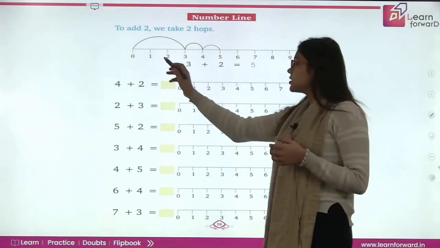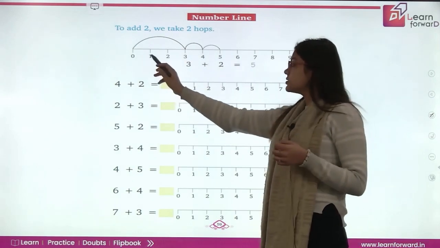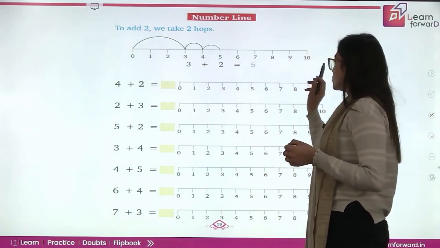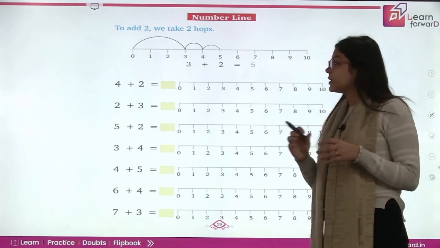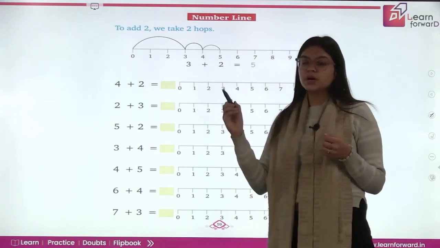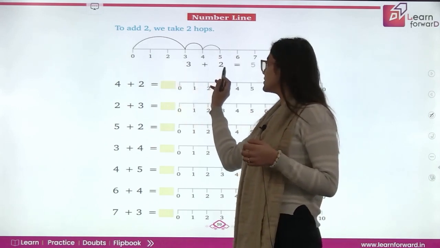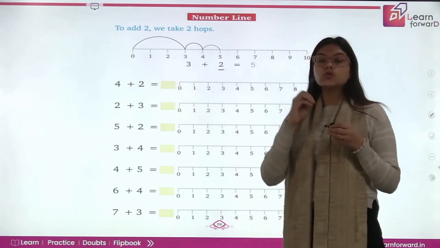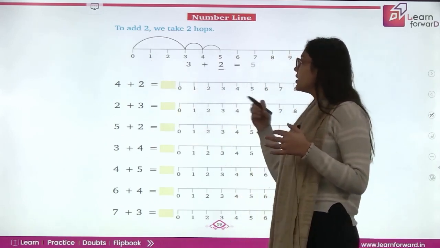So this is number line. इसमें you can see जो numbers हैं they are written from 0 to 10. So अब number line पे हम add करना सीखेंगे. जो भी number first होगा पहले उस पे jump करेंगे and other number like here is the 2 तो उतने numbers पे हम आगे hop करेंगे.